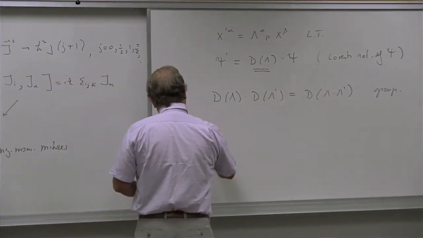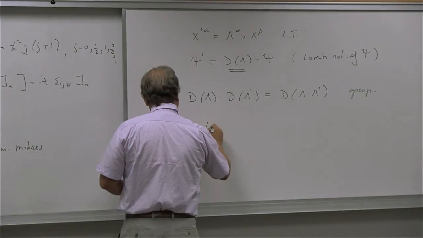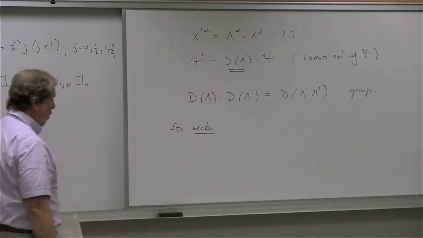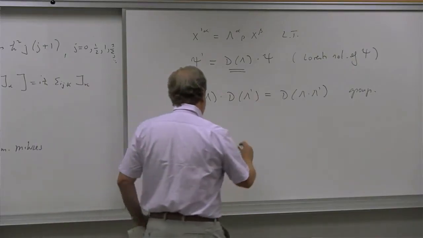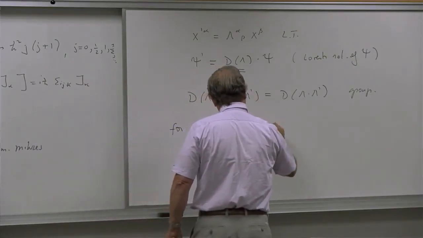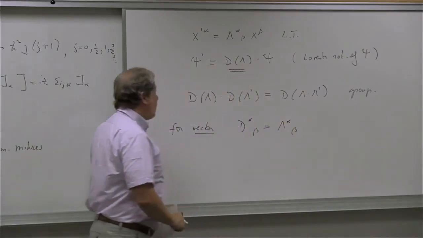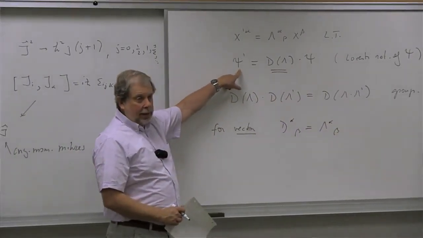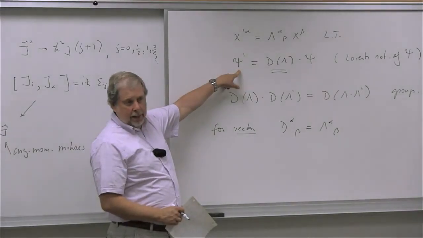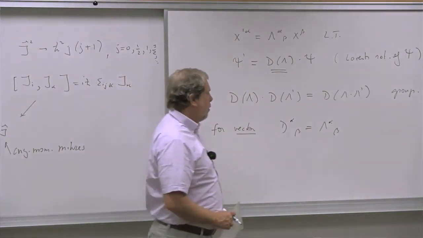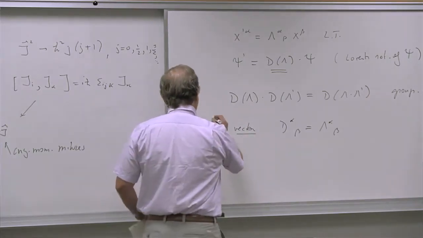And for a vector, if we just have a vector here, which is a 4-component object, then of course D alpha beta is the same as lambda alpha beta. But that's not the only possibility. This side doesn't have to be a 4-vector. It could be a spinor, so it could have 2 spin components, spin up and spin down. So there are all sorts of different possibilities.